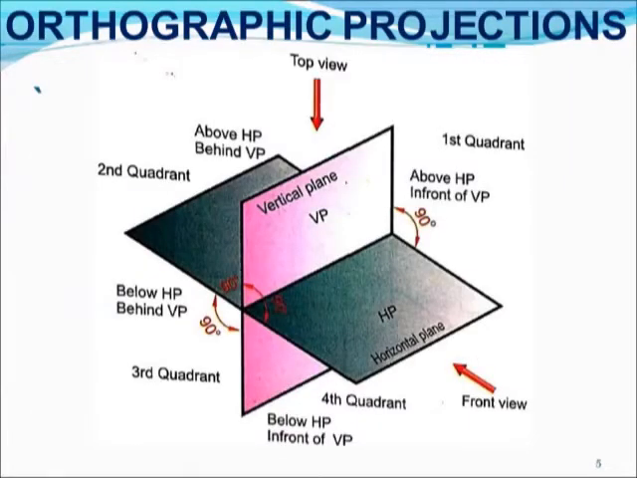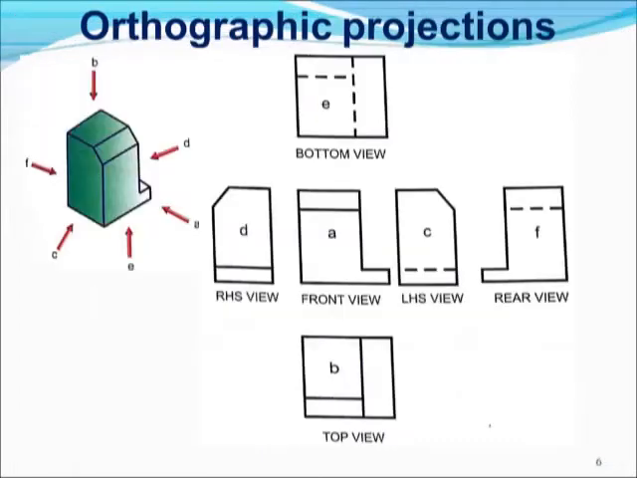And this is the representation of your horizontal plane, vertical plane and the four quadrants. With the help of this diagram we will be finding out the importance of going for the first angle projection and the third angle projection, and why we are not considering the second angle projection and the fourth angle projection. So this is the orthographic projection.